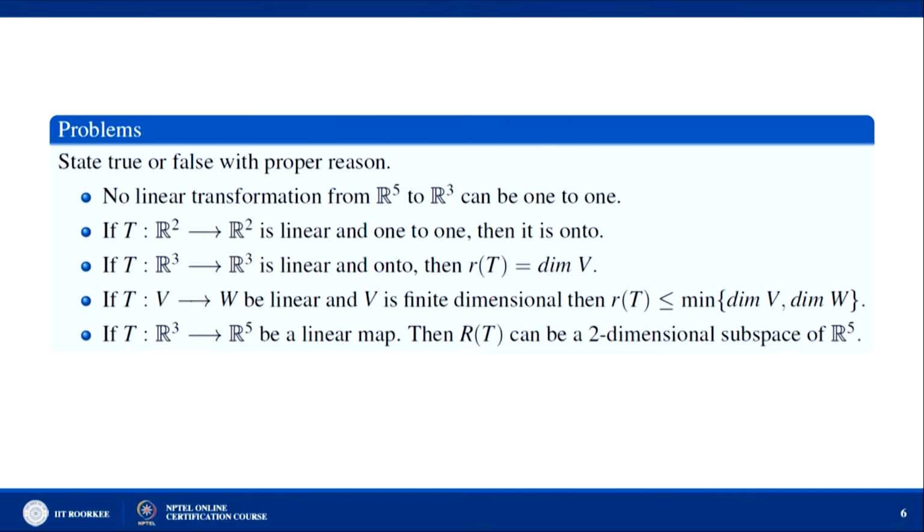Now, the second one: if T from R2 to R2 is linear and 1 to 1, then it is onto. You see, here T is from R2 to R2, it is V, it is W. So, the dimension of V is 2, and the dimension of W is 2.